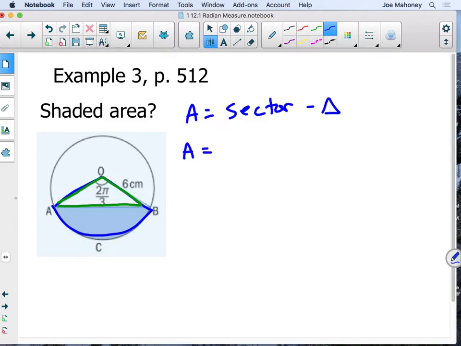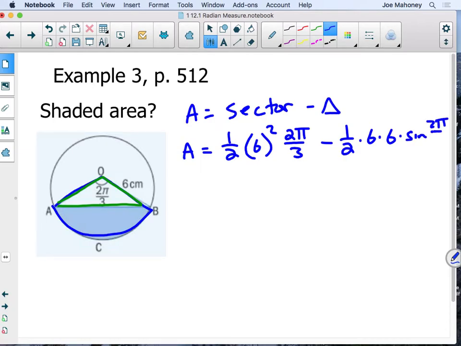So the area of our sector is going to be 1/2 times the square of the radius times the angle. And then we have to do our area of a triangle formula. Remember that great one. It was 1/2 times the lengths of the sides times the sine of the angle. Oh no, sine of 2 pi over 3. Ugh. So maybe we'll do this.